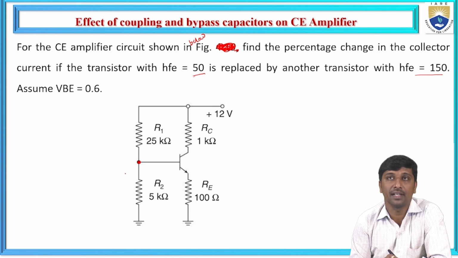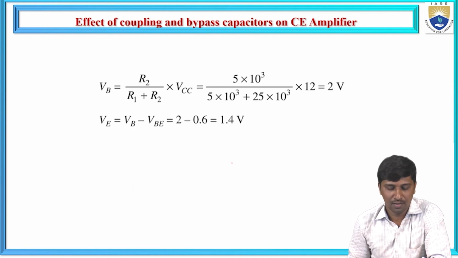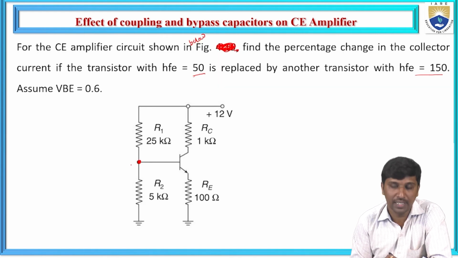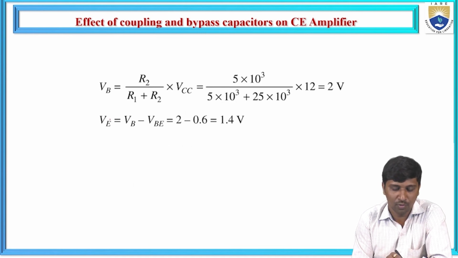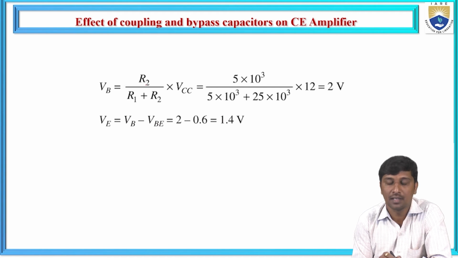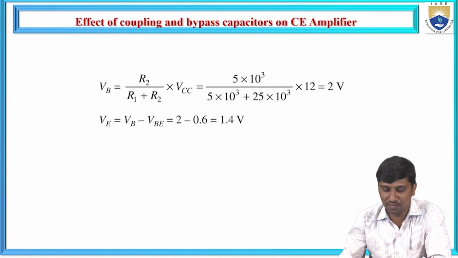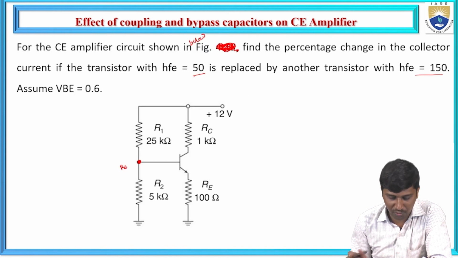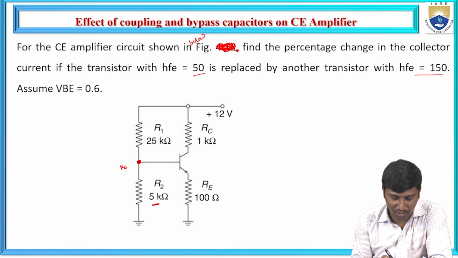They have given the voltage divider network: R1 is 25 kilo ohms, R2 is 5 kilo ohms, RC is 1 kilo ohm, and RE is 100 ohms. Now first, due to this voltage divider network, we need to find the equivalent base voltage. We know that the voltage across the base is represented as R2 divided by R1 plus R2, times VCC. We can substitute the R1 and R2 values; R2 is 5 kilo ohms.